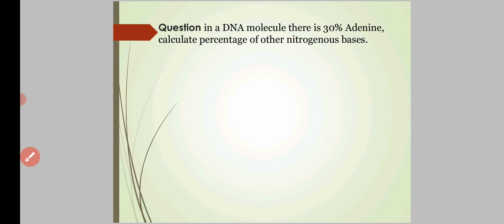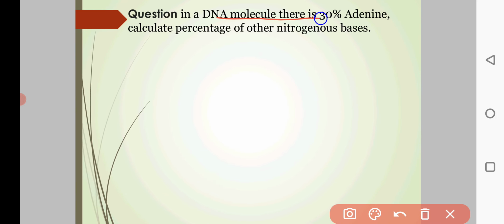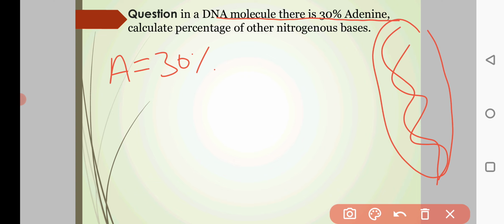And our next question is, in a DNA molecule there is 30% adenine. So they are saying it is a DNA molecule, and in this adenine is 30%. So we can say that all the nitrogenous bases are 100%. We can assume that four types of nitrogenous bases are present: adenine, guanine, thymine, cytosine, and together they form 100%. So out of these 100%, adenine is 30%. Then calculate percentage of other nitrogenous bases.